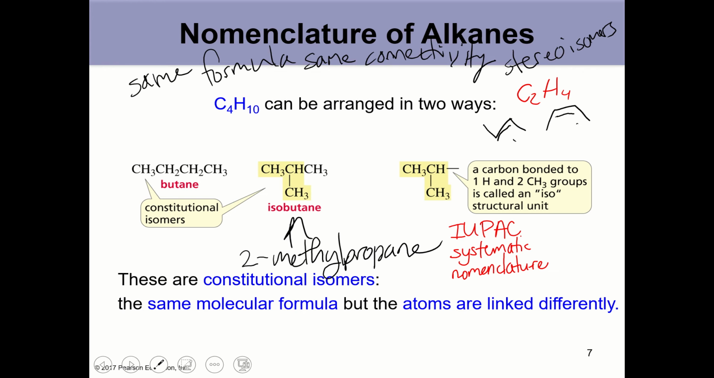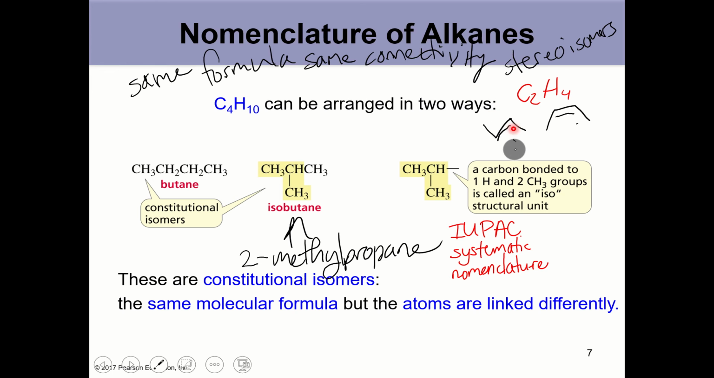Another type of isomer that you may have learned about in Gen Chem are cis and trans double bond molecules. They have the same molecular formula and the same connectivity, so we call them stereoisomers. Same formula and same connectivity. These are stereoisomers, so the carbons and hydrogens are all connected in the same way.